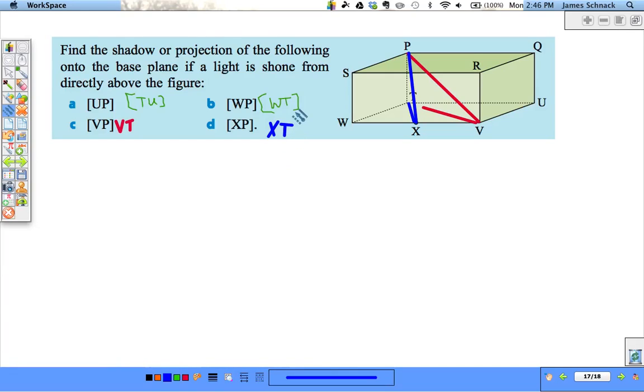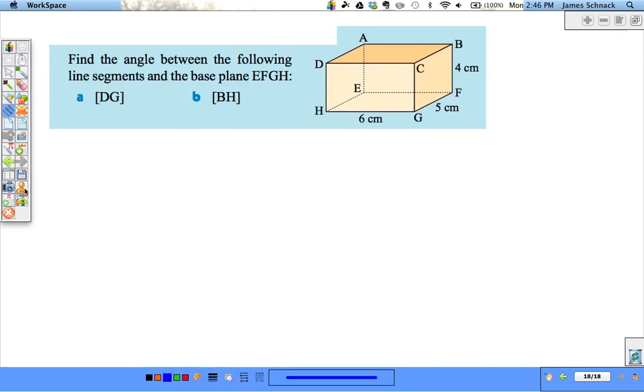So those are our shadows. They're always going to be along the bottom of this box. And we're going to use them to find different angles in three-dimensional figures. So now we want to find the angle between these two line segments and the base plane. So the base plane would be this rectangle on the bottom of this box. The base, it's a plane, a two-dimensional figure.